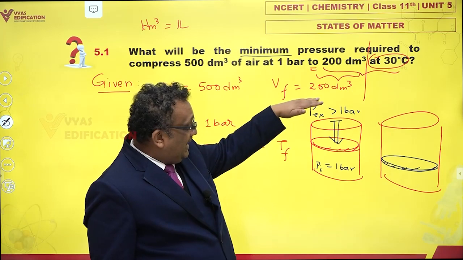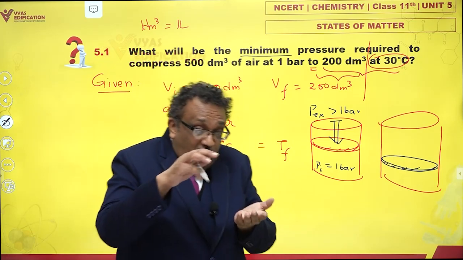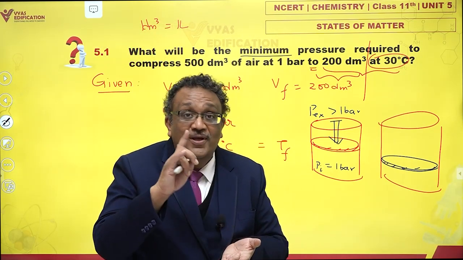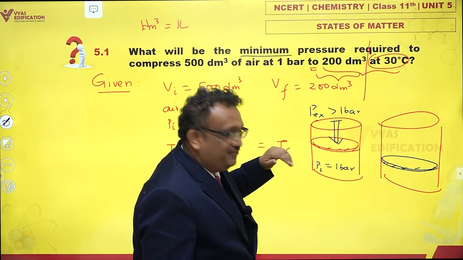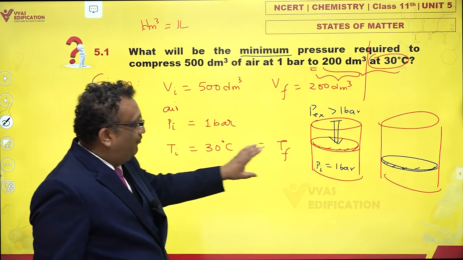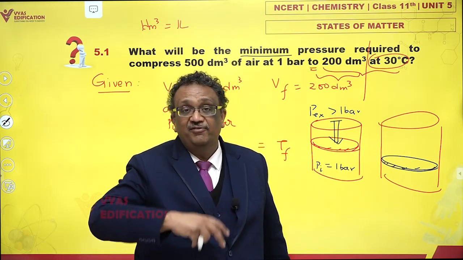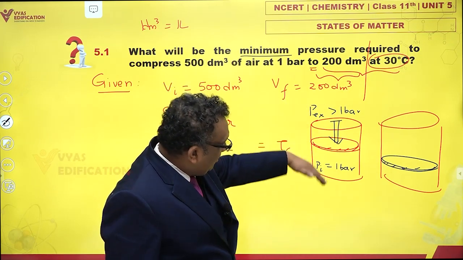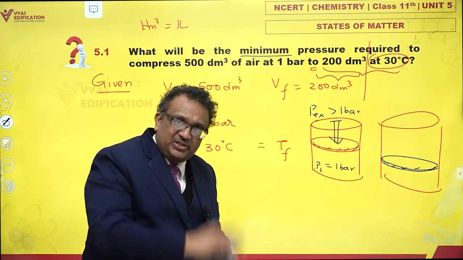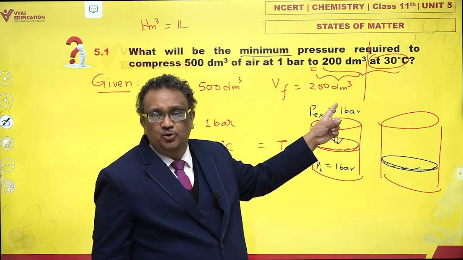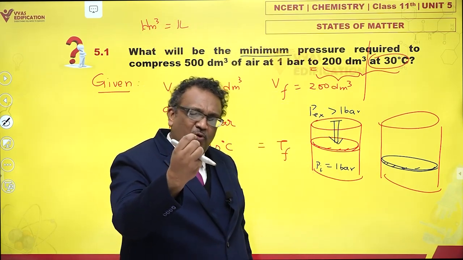Why? Because as you apply some pressure and the gas gets compressed, the pressure of gas inside is also going to increase. So, say for example, this volume becomes half. Temperature is constant. If the volume becomes half, pressure would become double. Initially it was 1 bar. Now if the volume is half, the pressure would become 2 bar. And you are still trying to compress it. Because half of 500 is 250 and I'm supposed to still compress it till it comes to 200 decimeter cube, right?